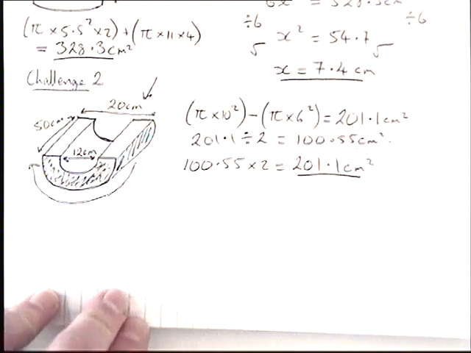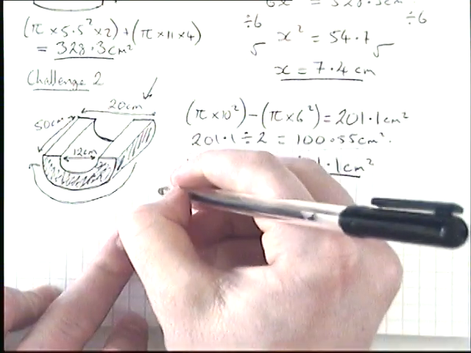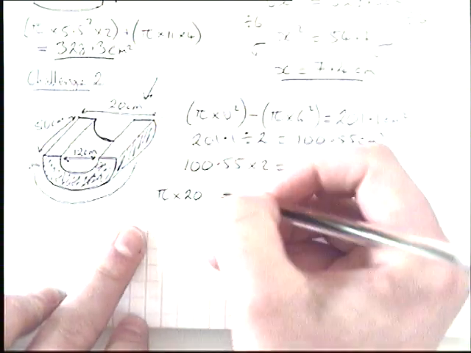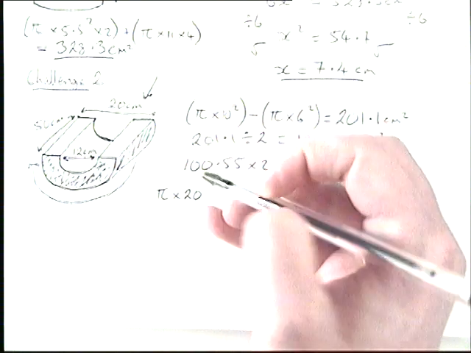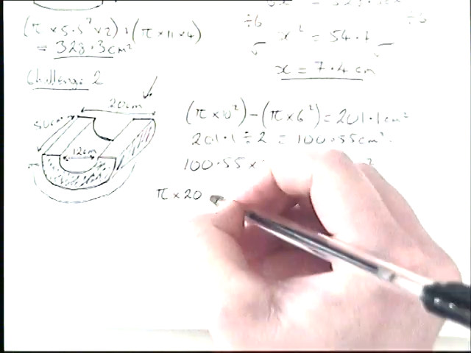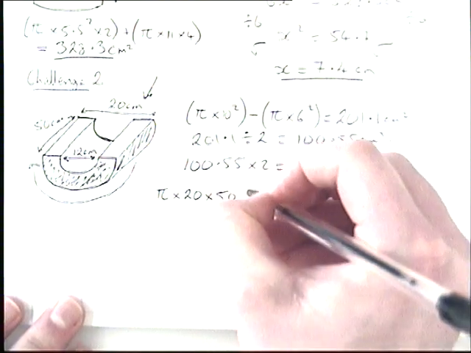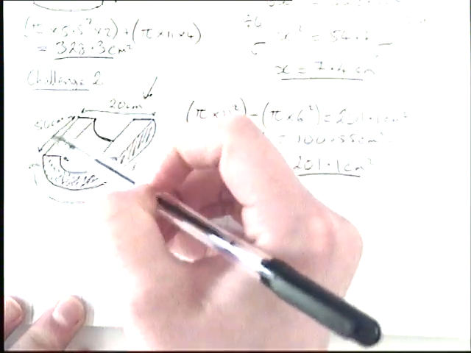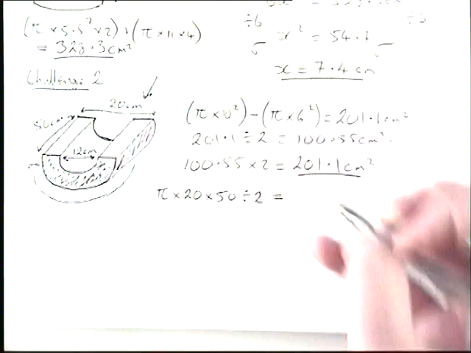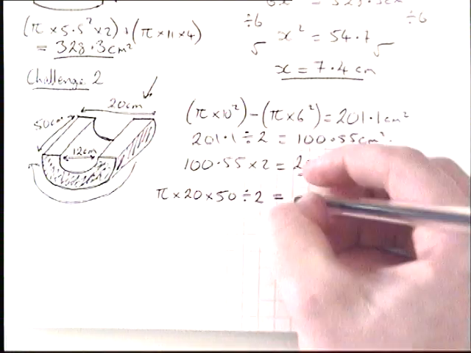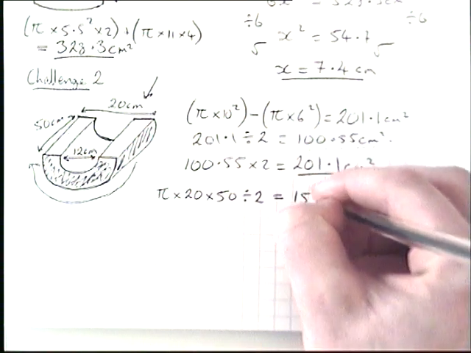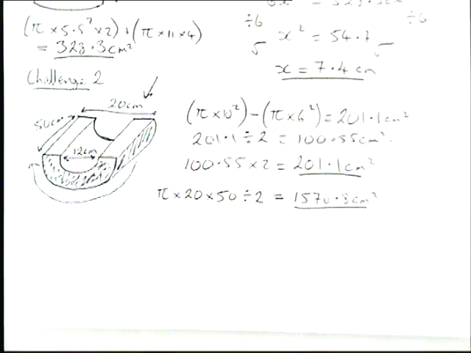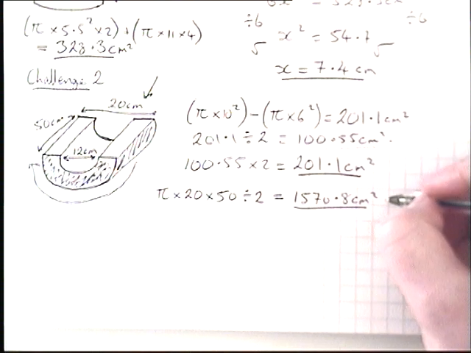So the curved surface we know is pi times the big diameter, so 20, times by the length, which is 50, and then we're going to divide it by 2 because it's been cut in half, so we've only got half of that curved surface. That leaves us with 1,570.8 centimeters squared. So that's our big curved surface.